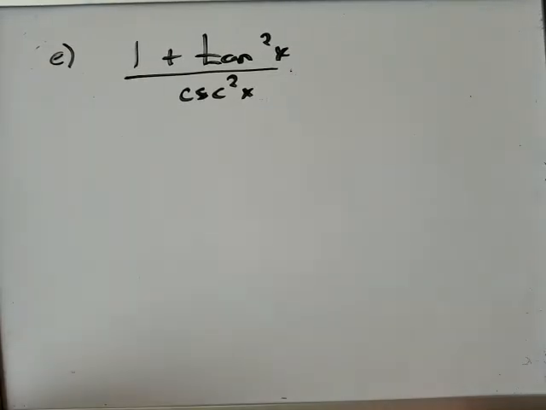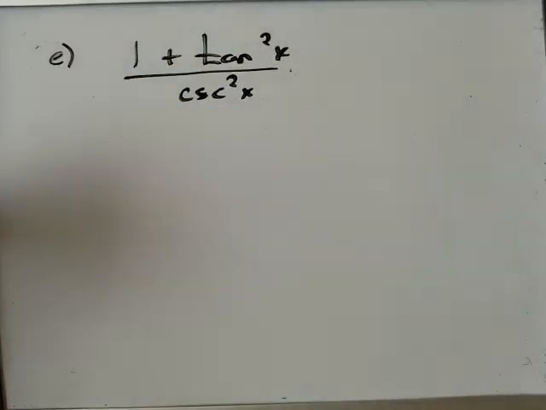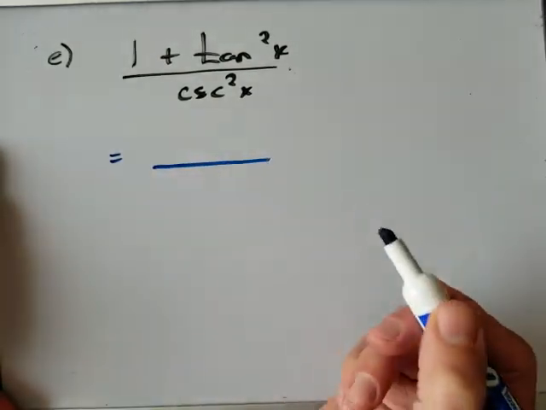Sometimes when you look at something, you're going to think, maybe I should try to turn everything into sine and cosine. When you see ones and squares, you're going to be wondering, I wonder if I should look at the Pythagorean identities. And that is really going to be a truism. It'll often be something that leads you down a good path.